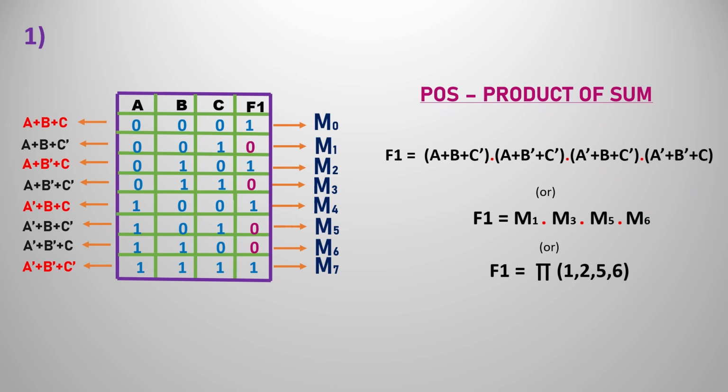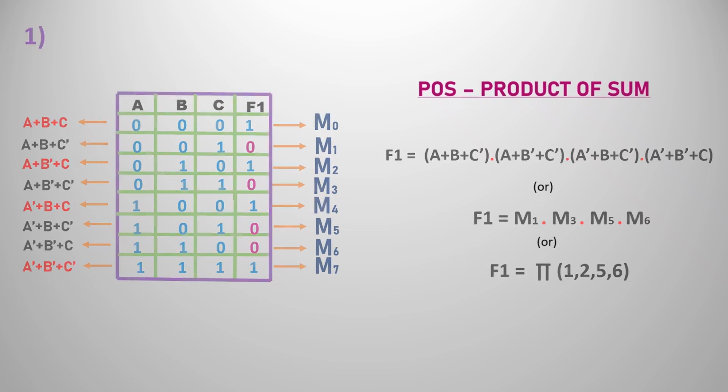Or you can represent it in the format of products, that is the first term simply as capital M1, the second term as capital M2, the fifth term as M5, and M6 as the sixth term. As these are products, in general mathematics we can represent product terms with the help of pi. So here also I am going to represent them with the help of pi only.